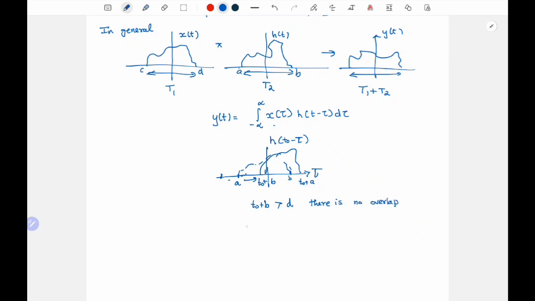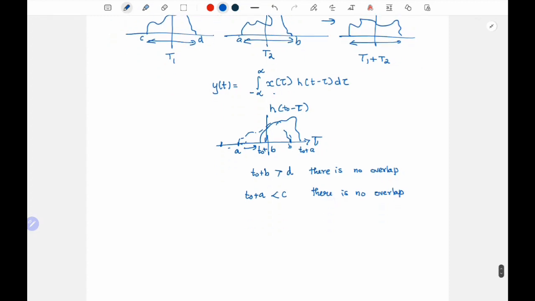And what is the other case? T naught plus A less than C. Again, there is no overlap. So what are the time variables? T naught is greater than D minus B and T naught is less than C minus A. So actually for T greater than D minus B and less than C minus A, only in this region y of t is non-zero.